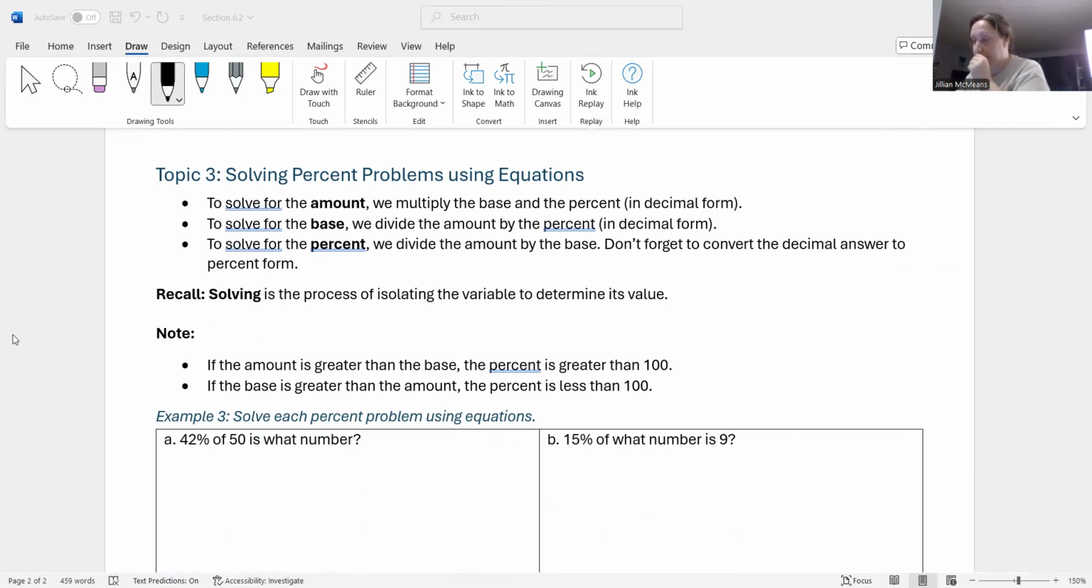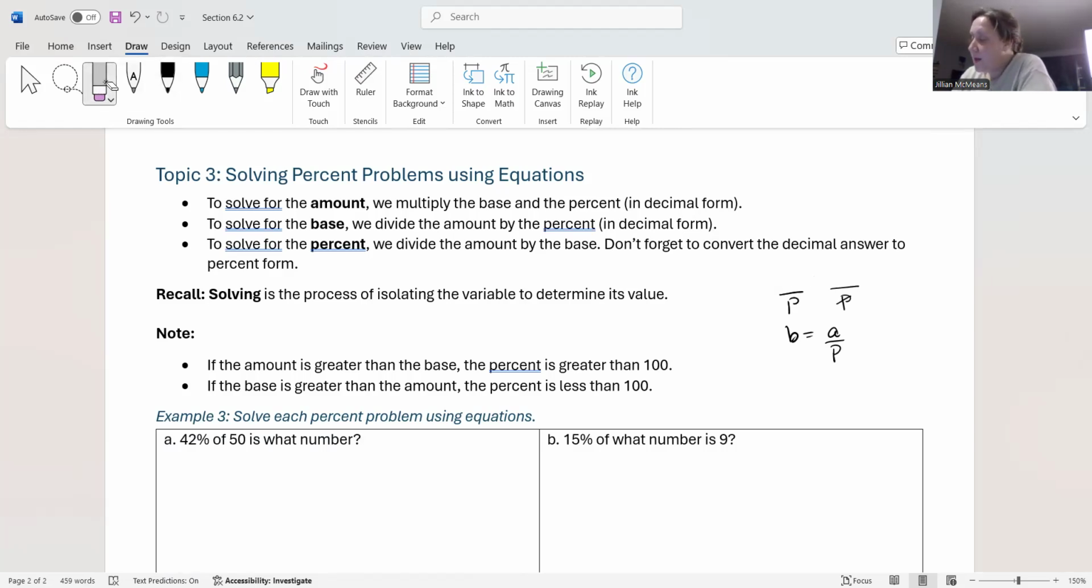So let me tell you what that really looks like. We know that the amount equals the base times the percent, okay? So if we're looking for the base, we don't know what the base is. What we have to do is undo the multiplication of the base and the percent. So we divide, and we have to do it to both sides. P divided by P just equals 1. 1 times B is just B. So basically, the base is equal to the amount divided by the percent. So to solve for the base, we divide the amount by the percent. Just remember the percent has to be in decimal form.